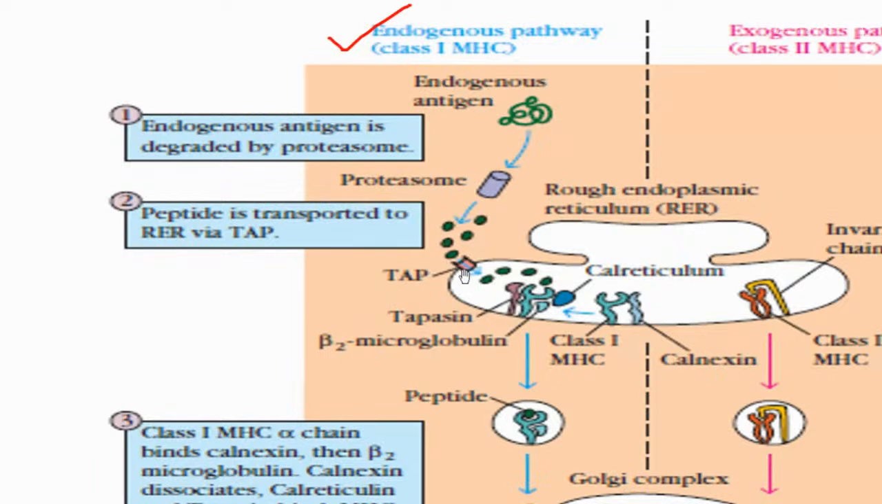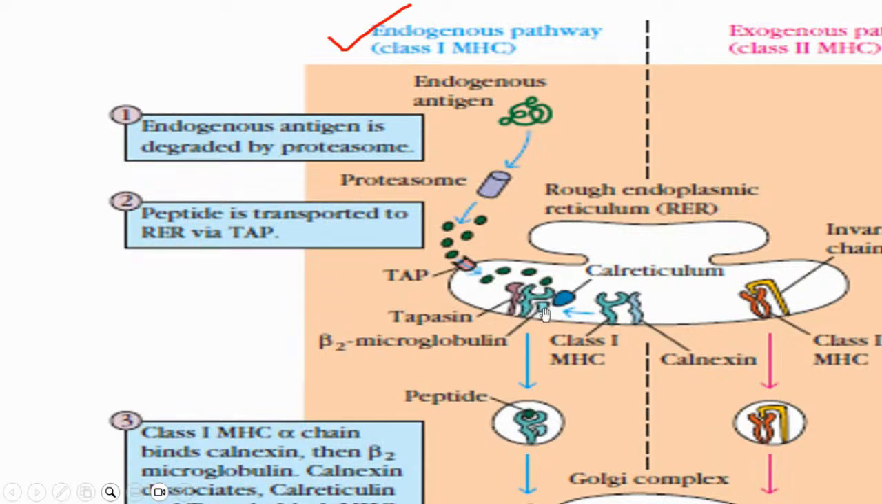Not the receptor, sorry, the transporter. Okay, and it gets further folded. The final folding happens here with the help of calreticulin also. Now you have the beta 2 microglobulin chain also associated with the alpha chain.